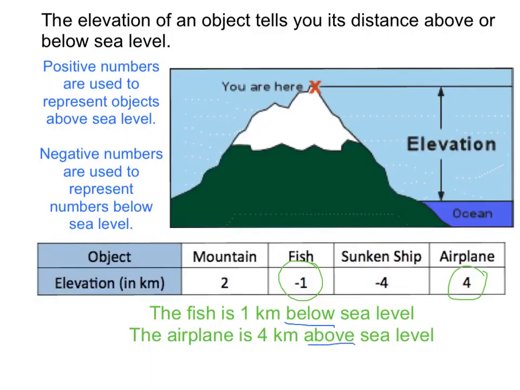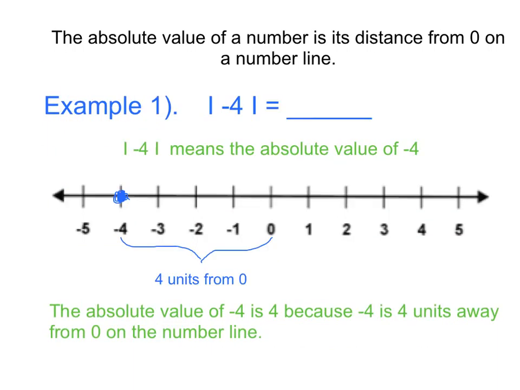So what we're talking about here, that 1 kilometer below sea level for the fish and the 4 kilometers above sea level for the airplane, that's actually absolute value. So the absolute value of a number is its distance from 0 on a number line. That's why on the other example, when we said the fish was at -1, and we said that means it's 1 kilometer below sea level, we were actually talking about its absolute value, its distance from 0.